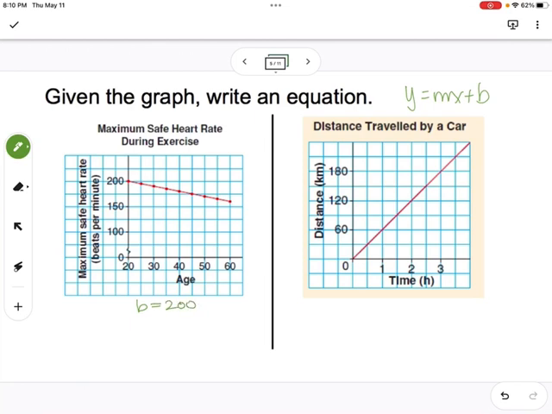Our m, our slope, is rise over run. We want to pick some nice points here that we can use. So we can use the point (20, 200), and another nice point is this one right here, which is (45, 175).